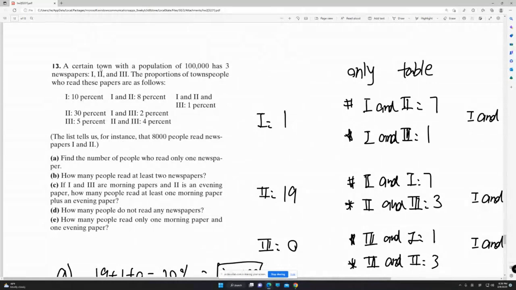A certain town with a population of 100,000 has 3 newspapers, 1, 2, and 3. The proportions of townspeople who read this paper are as follows: 1, 10%; 1 and 2, 8%; 1 and 2 and 3, 1%; 2, 30%; 1 and 3, 2%; 3, 5%; 2 and 3, 4%.